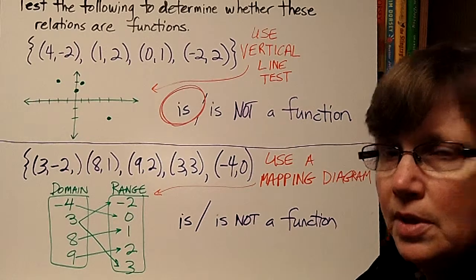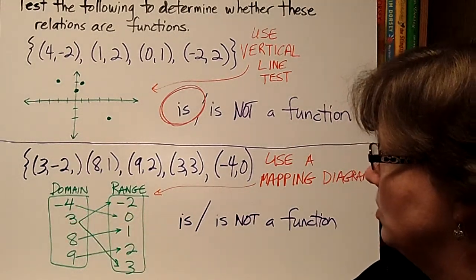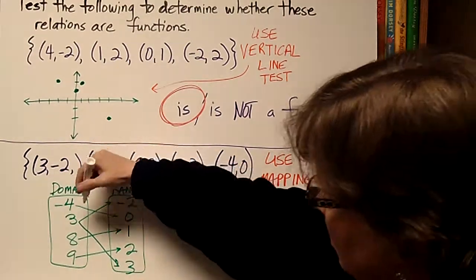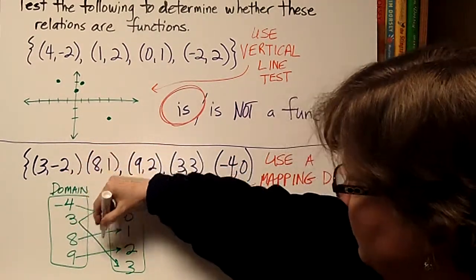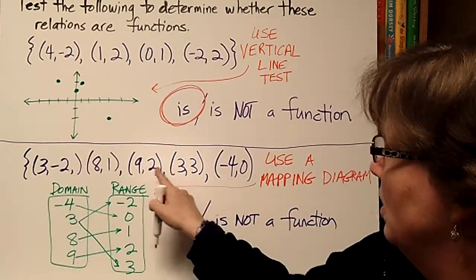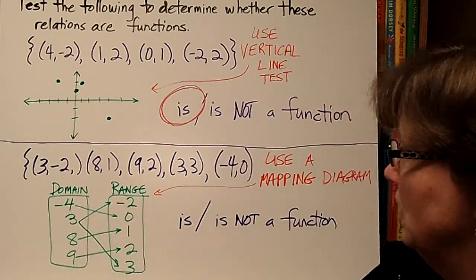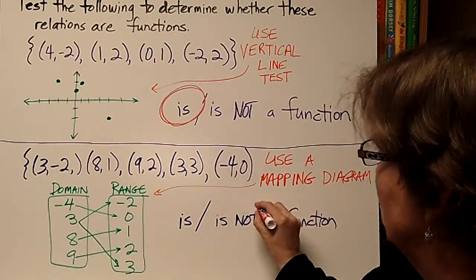My second step is then to draw the lines to the coordinating values. These only have 1. But as you can see, I had 2 3s, and they have different range values. So this is not a function.